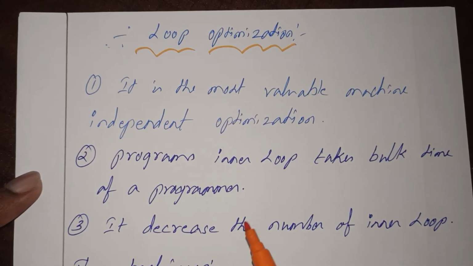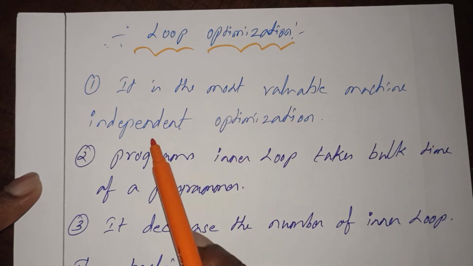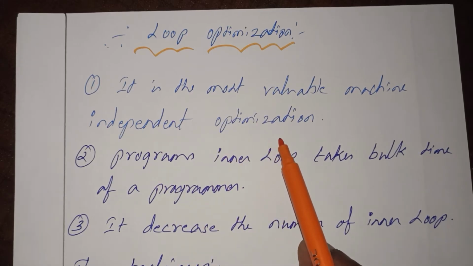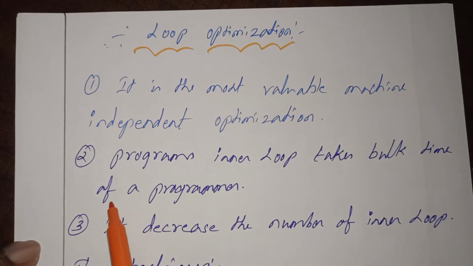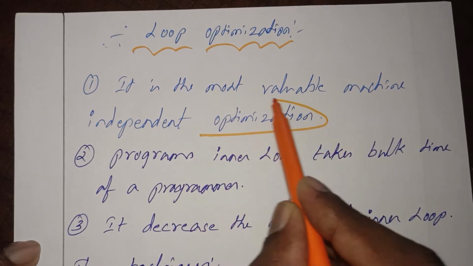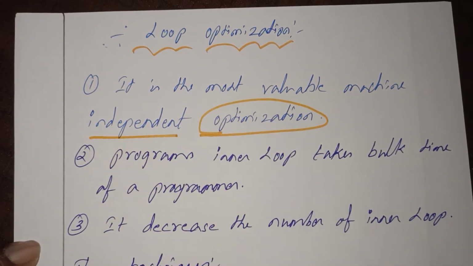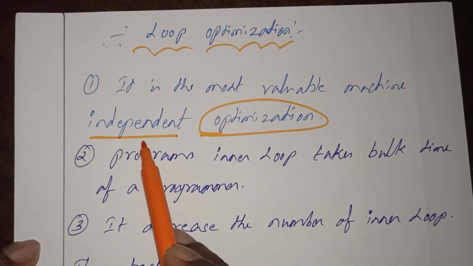Basically, loop optimization is the most valuable machine-independent optimization because a programmer's inner loop takes the bulk of the time to perform a task, right? It actually uses this optimization. The meaning of optimization you all know well, which makes the code effective based on the machine-independent values, right?